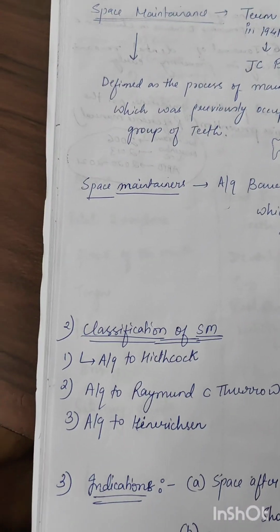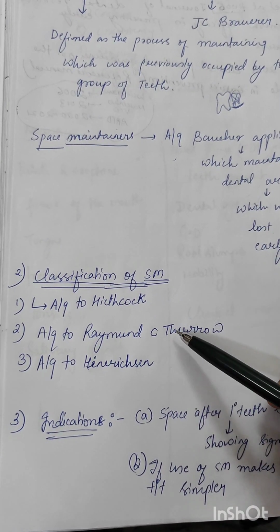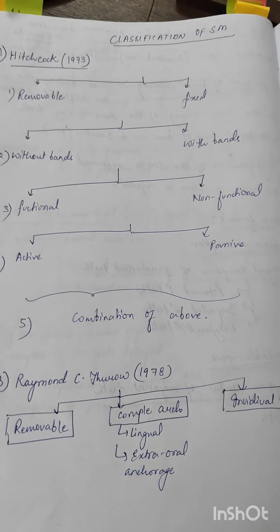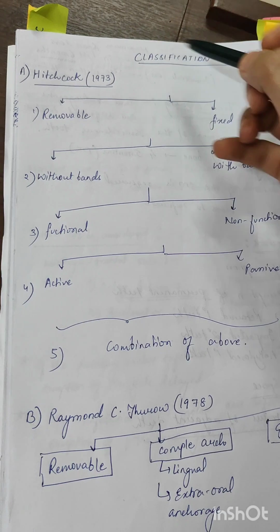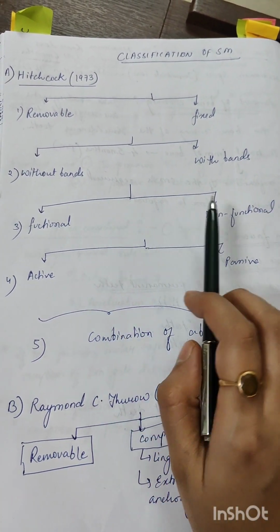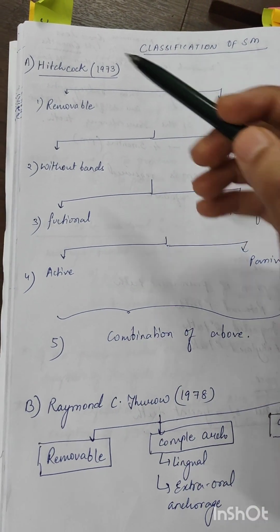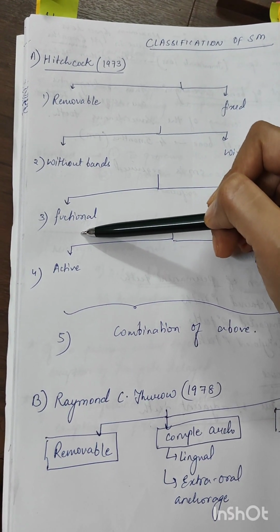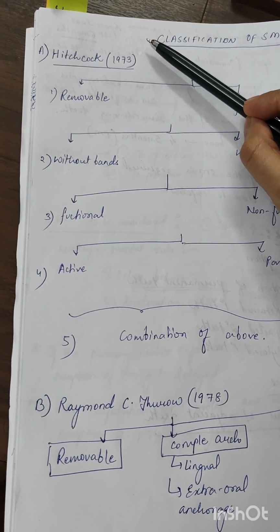Now there were classifications of space maintainers, according to Hitchcock, according to Raymond C. Thoreau, and according to Henderson. The classification of Hitchcock was given in the year 1973. He classified it as removable, fixed, without bands, with bands, functional, non-functional, active, passive, or a certain combination of the above. First is removable, non-removable. Second is without bands, with bands, functional, non-functional, active, passive, and combination of the above. This was Hitchcock in 1973.